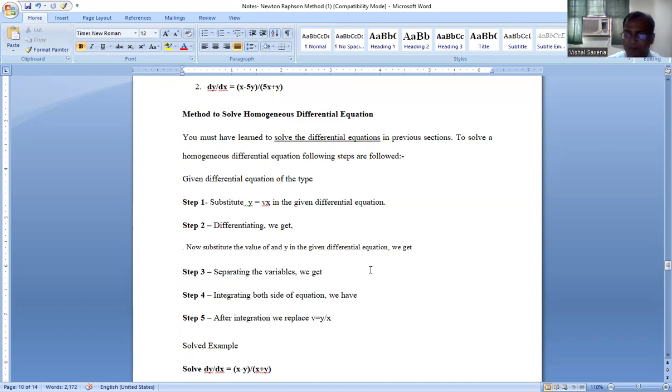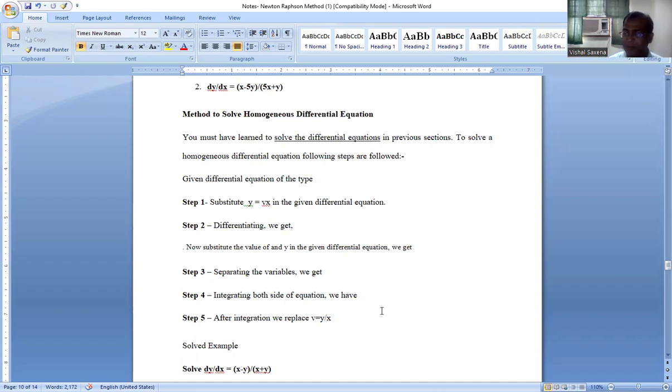Then we replace the term of y, that means the dependent variable, our unknown function, and its derivative. Then we replace them in our equation, and after simplifying the given equation, it will definitely become of the variable separable form. So the given equation reduces to the variable separable form, and then by applying the method of variable separable form, we will get its general solution.